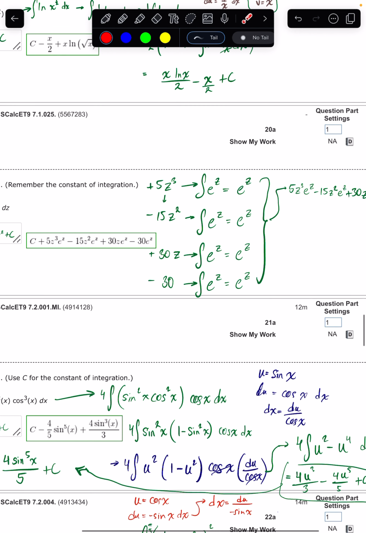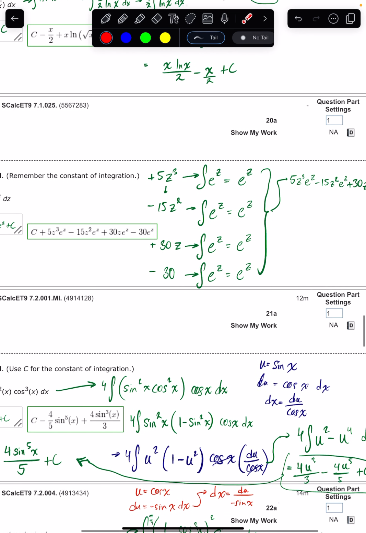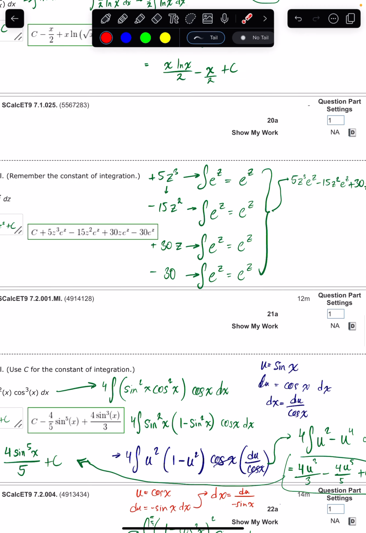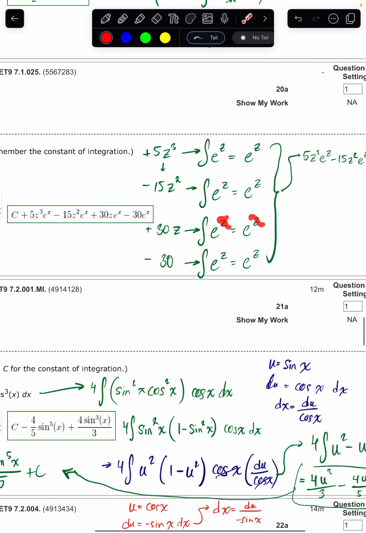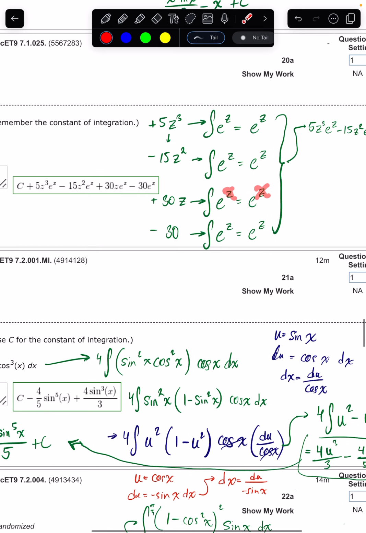Sometimes it could be like e to the 3z, and you'd have to divide it by 3 again, and then carry the 3z divided by 3 again, and so on and so on. But here, it's just e to the z, and the integration of e to the z is just e to the z. Same thing as e to the x, whatever you're used to.